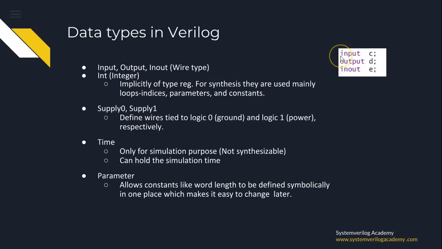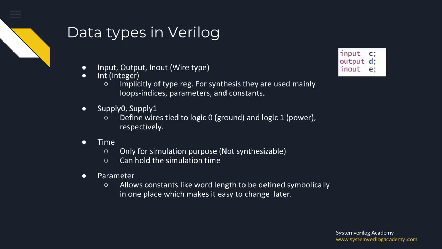Now you will learn the data types other than the basic ones. Input, output, and inout are the types used to specify the direction of the ports of the module. Here is an example of declaring those. Integer data type can be declared using the keyword int. It is a 32-bit variable that can store signed integer values.